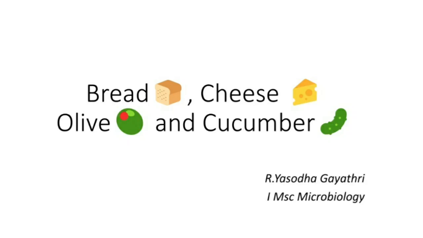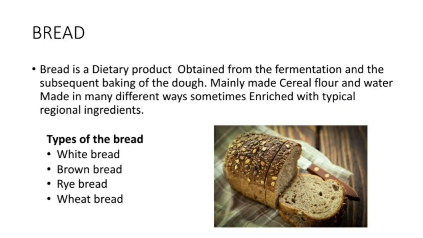Industrial production of microbial fermented foods like bread and cheese, and fermented vegetables like olive and cucumber. Bread. Bread is a dietary product obtained from the fermentation and subsequent baking of the dough, mainly made up of cereal flour and water. Made in many different ways, sometimes enriched with typical regional ingredients.